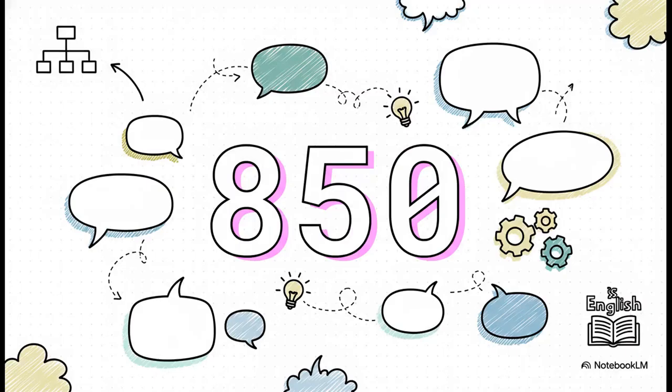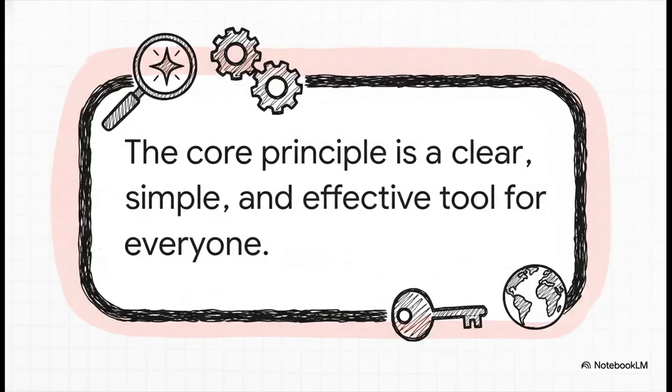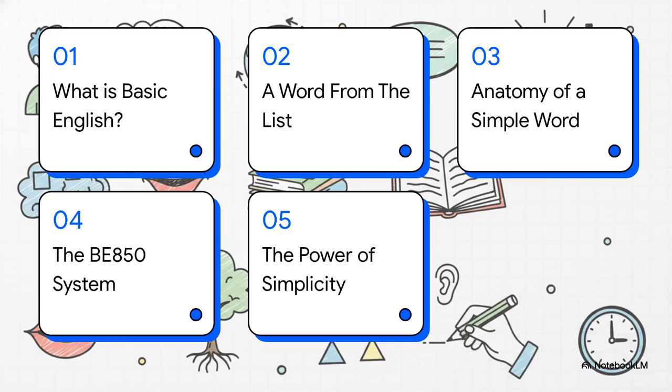Okay, so what if I told you that you could say pretty much anything you wanted to say with just this many words? Yep, you're seeing that right. 850. That is the core idea, the whole foundation of a system called Basic English. And it was designed from the ground up to be this incredibly clear, simple, and effective tool for everyone, really.